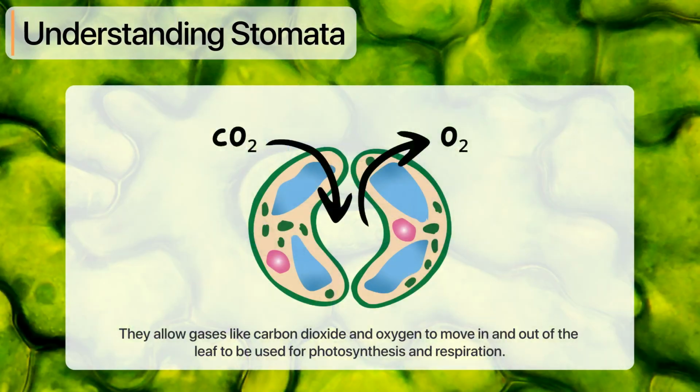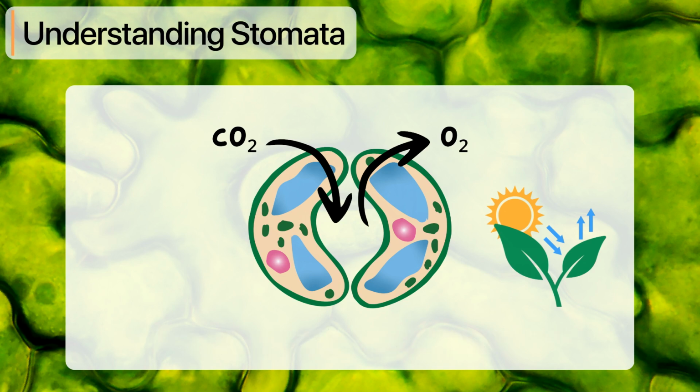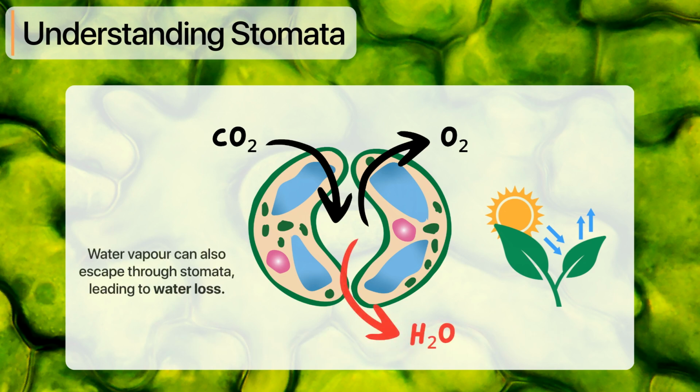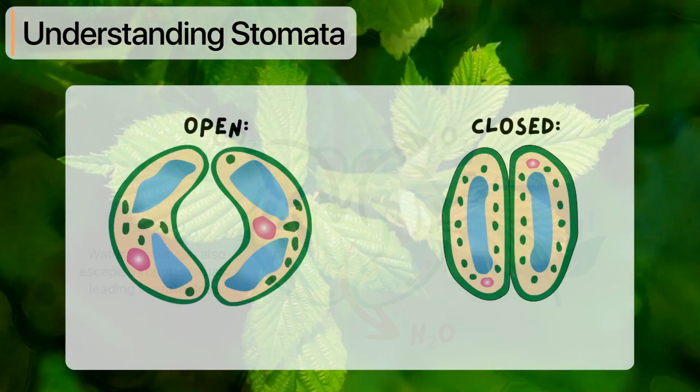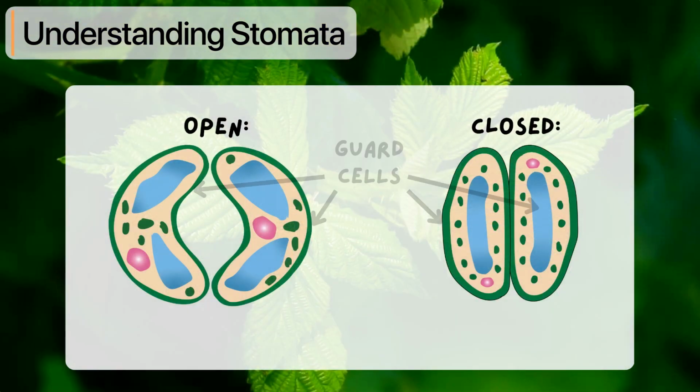They allow gases like carbon dioxide and oxygen to move in and out of the leaf. Through these exchanges, plants can carry out photosynthesis and respiration. However, water vapor can also escape through stomata, leading to water loss, which is why their regulation is essential. The opening and closing of stomata is regulated by the guard cells.